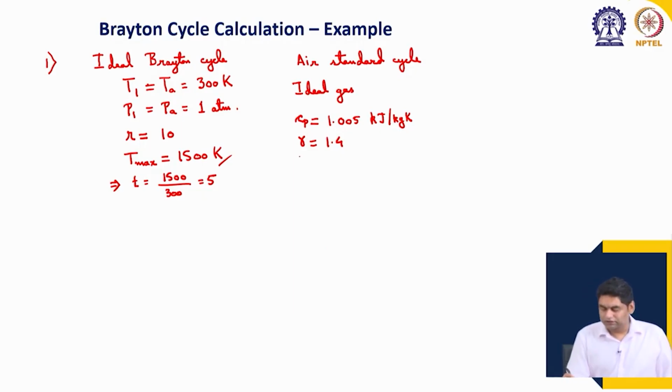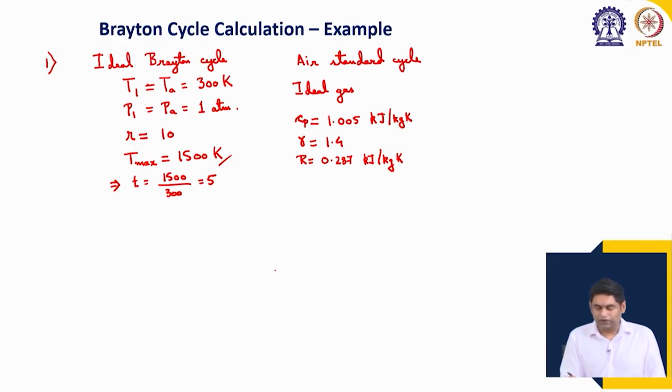In this case R, the specific gas constant, is not required, but in case it is required in some problems we will take it as 0.287, again the standard value for air. R is the specific gas constant, which is equal to the absolute gas constant or universal gas constant divided by the molecular weight of air, 0.287 kilojoule per kg Kelvin.